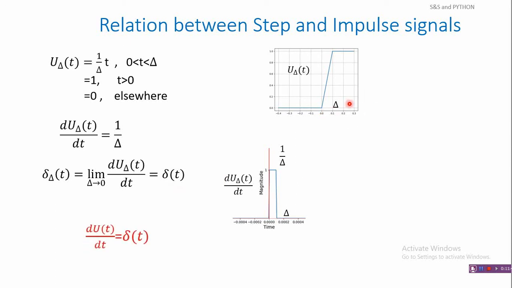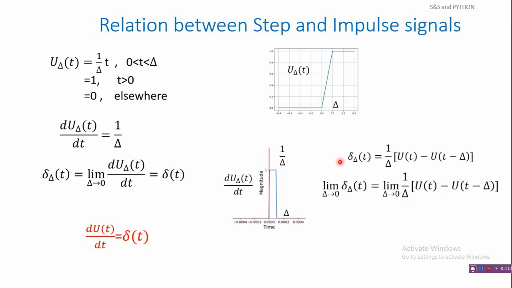We can also get it in another way, from the first principle of definition of derivatives. So we can start from this pulse. Let us call it delta delta of t. This is a pulse of width delta and height 1 by delta, which can be obtained as the sum of two step signals. One is u of t and the other one is u of t minus delta.